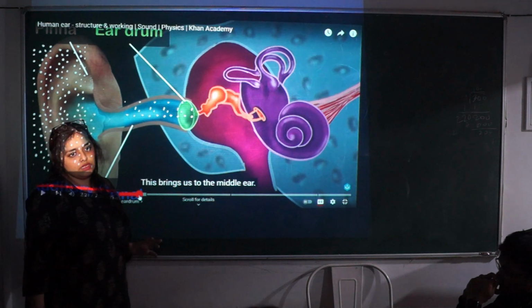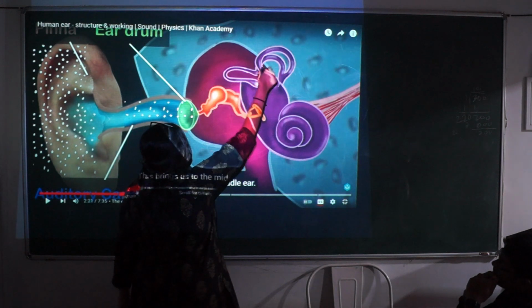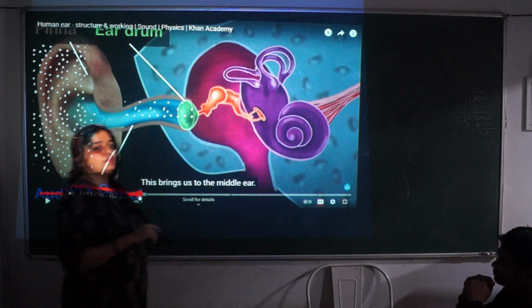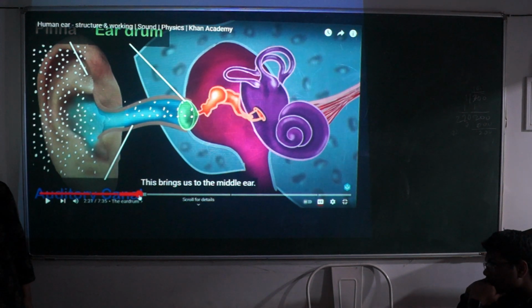Do you understand how we hear? ठीक है? ये सिर्फ hearing में था. Next up, do you see the semicircular canal? Semicircular canal का काम ये है कि वो तुम्हारा balance maintain करने में help करता है. But which balance? This balance is called a dynamic balance.